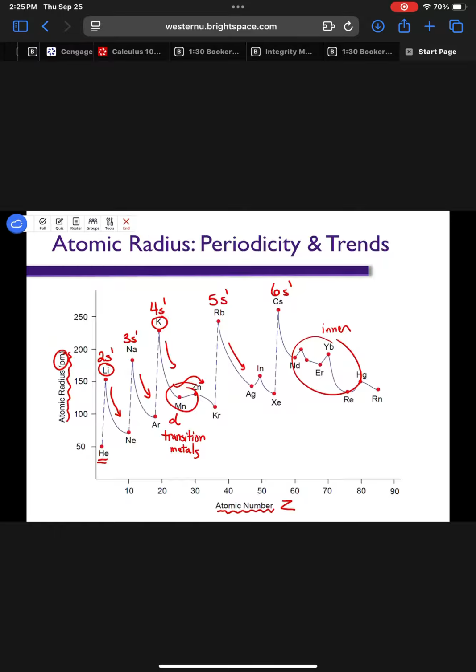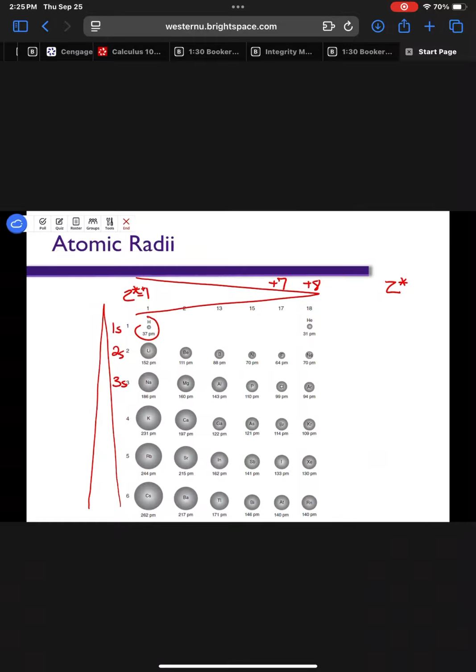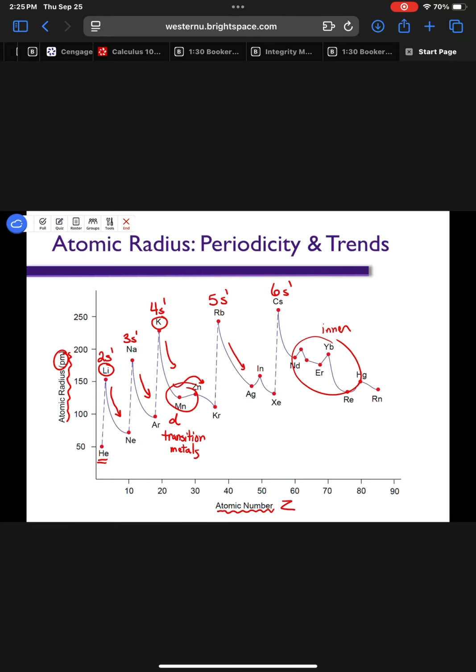We're looking for the big patterns. As we go down, they get larger. As we go across, they get smaller. We can recognize there are some funny anomalies for a variety of different reasons. We don't need to memorize all the anomalies here, but we know they happen as we move through the transition metals and inner transition metals. But we need to know the big trends and why.